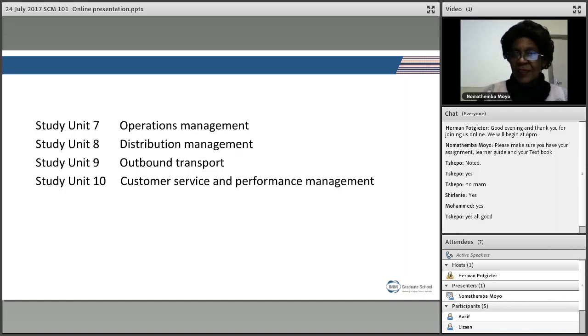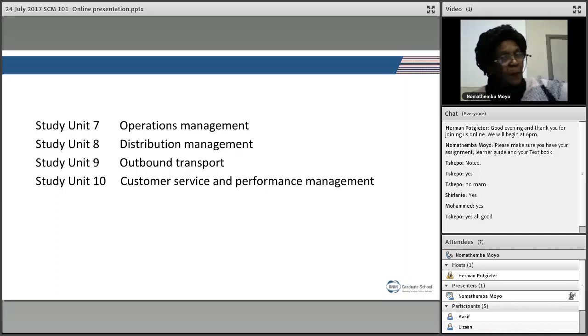Then outbound transport for Study Unit 9. After the raw materials have been converted into finished goods, they now become finished goods, and they have to go to the market through outbound transportation. That is now going to the distributors, going through the channel of distributors, right up to the end user. We say it's going downstream. When it's coming from the suppliers to the focal organization, we say that's coming from upstream.